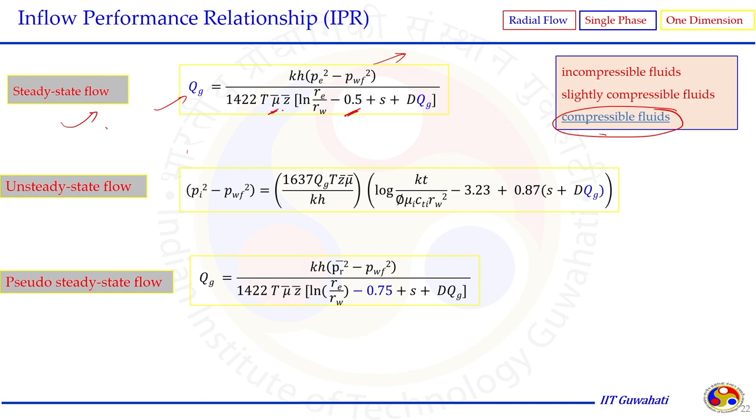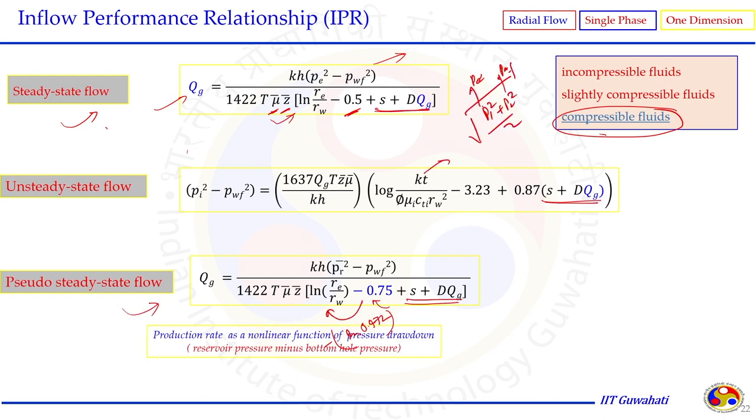The values mu bar and z bar are calculated at the average reservoir pressure. On a transient condition, where we have the time dependent phenomena and time is expressed in hours, we have this term in all three equations, that is accounting for the combined total skin factor, that is the skin effect as well as the non-Darcy effect. This term 0.75 comes in the pseudo steady state case.